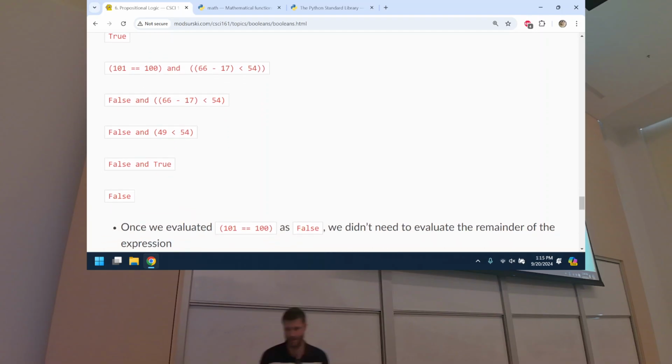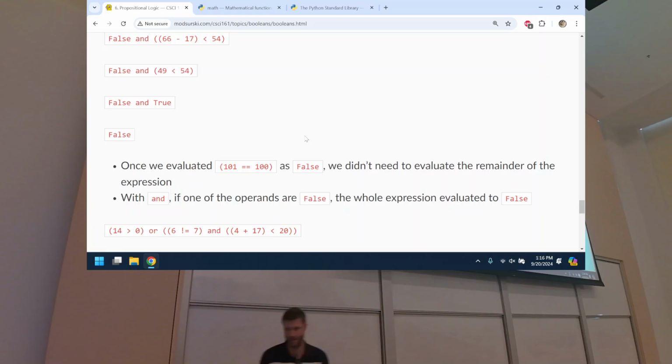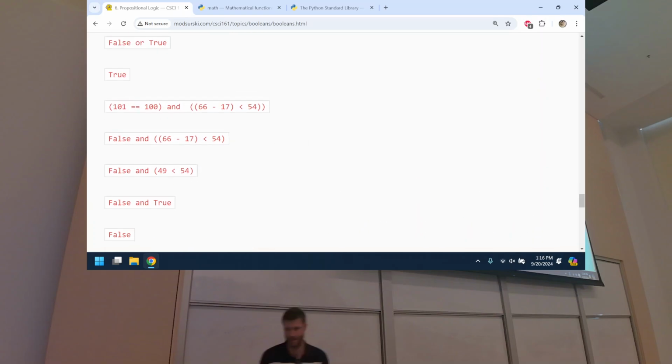Does 101 equal 100 and 66 minus 17 less than 54? Well, if we calculate all this out, we can evaluate it to false. But like I said, once we know 101 equaling 100 is false, we're kind of done. I know that the whole thing must be false because false and I don't care is false.